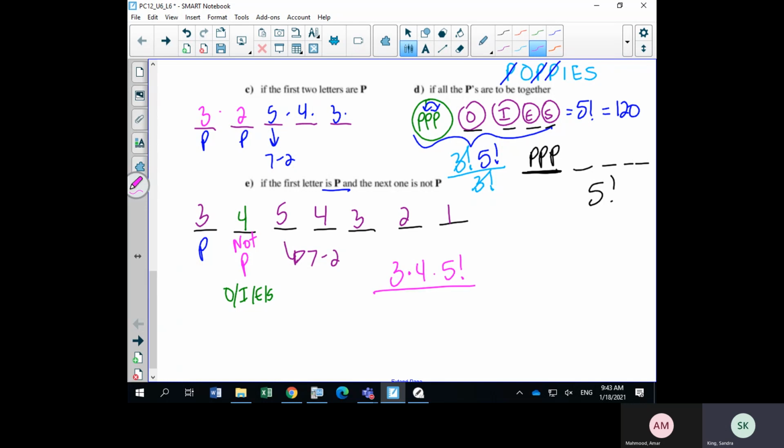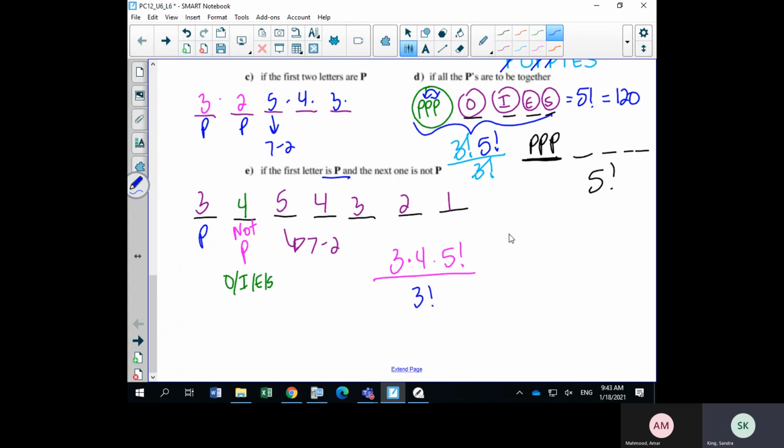And then I would divide it by my repeats, which is, there's 3 P's. So 3 factorial. Okay, and then, does anybody have what that is? So 3 times 4 times 5, calculate your numerator and divide it by 3 factorial. What was it? 240.